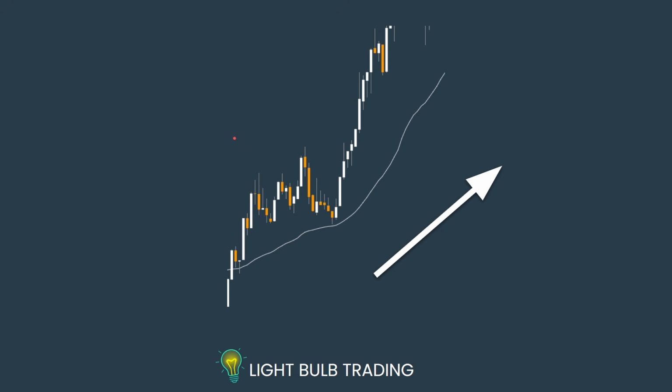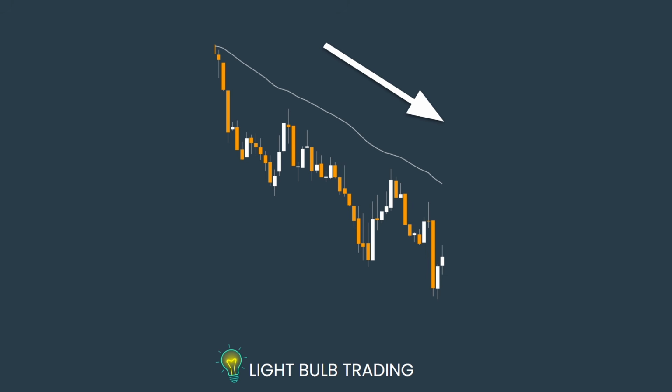Now, the way we use the 50 EMA is very, very simple. If price action is above the EMA, we're going to be looking to take buy positions. And again, if price is below the EMA, we're going to be looking for sell positions. It's pretty much a momentum-based model.